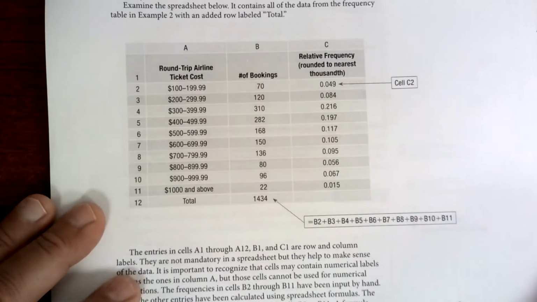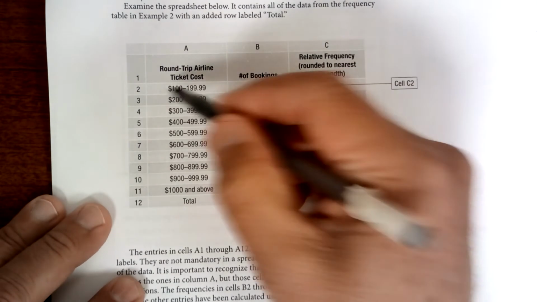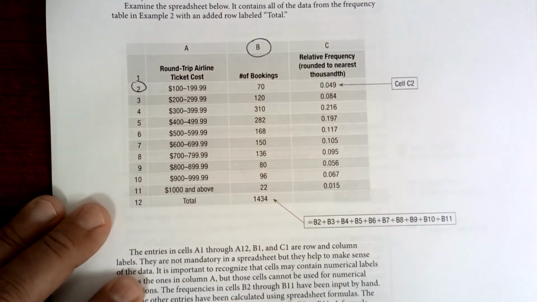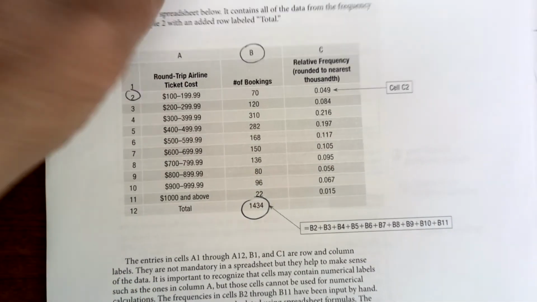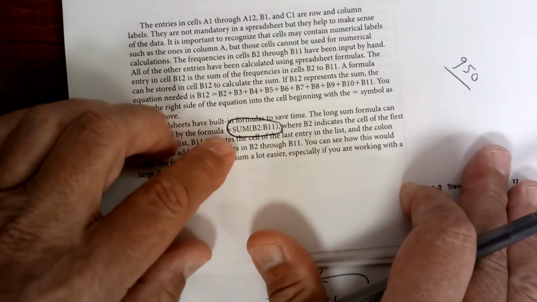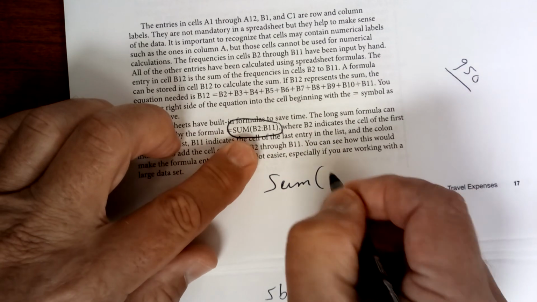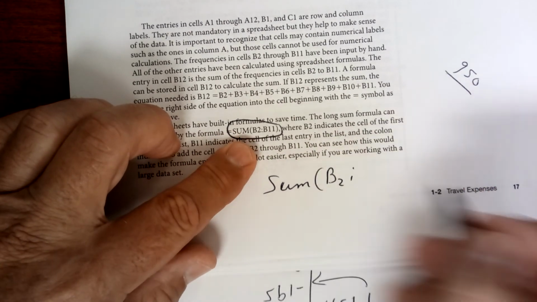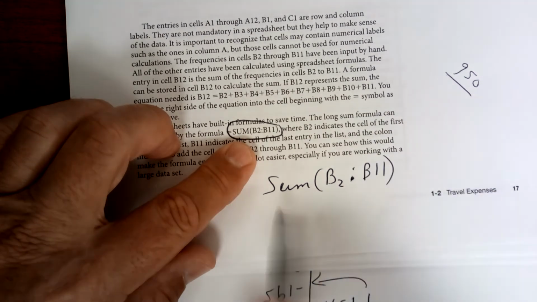All right, let's go to this one right here, the spreadsheet. If you look, they're adding all this up. They're starting from B2, and they're going all the way to B11. So the way you write that when you have a spreadsheet is like this. You would say the sum of B2, and then you put a colon all the way to B11. And that's how you would add that sum using a spreadsheet. Okay, you can read through that if you want to. Let's go to the next one.